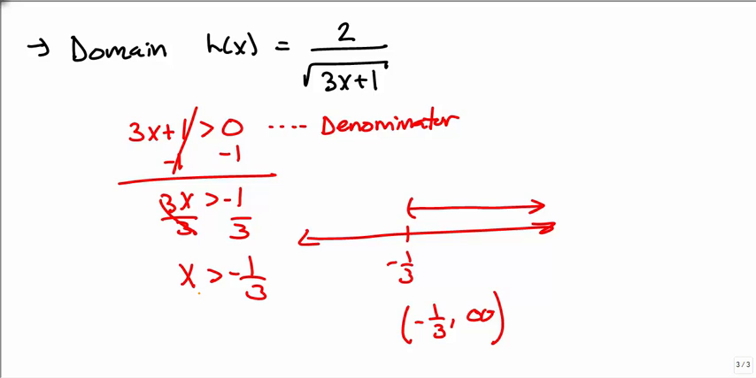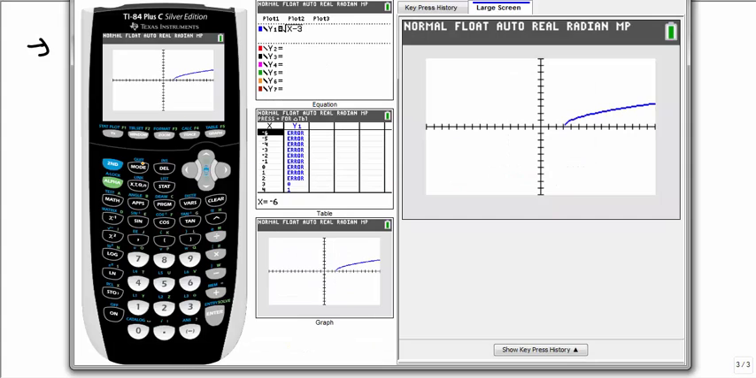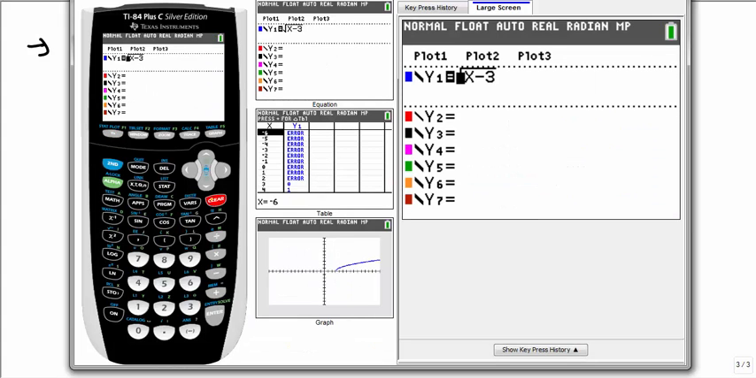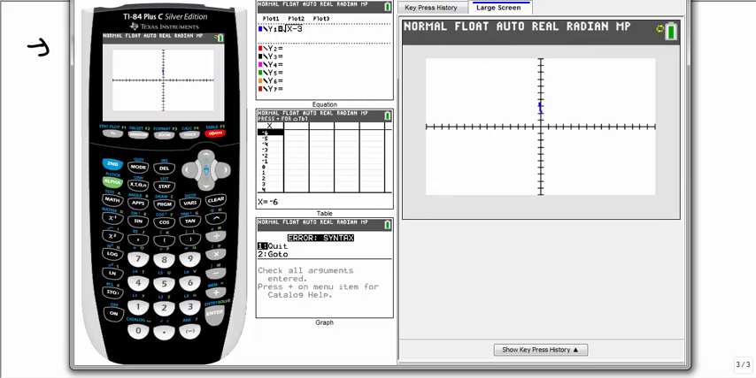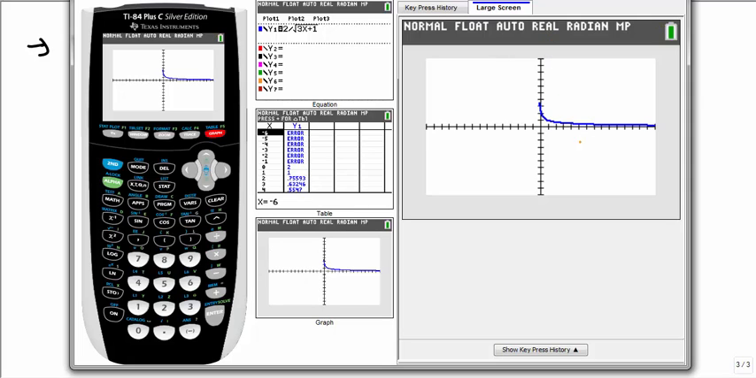It's not going to be really easy to see what's going on here. So 2 over square root of 3x plus 1. So y equals 2 divided by square root, and under the square root we have 3x plus 1. So we're going to get an idea of what this looks like, but it's going to be hard to determine the domain from this. Okay. So when we look, we can definitely see it's going off toward positive infinity, so that part seems to be good. But what's hard to tell is what's happening in here.